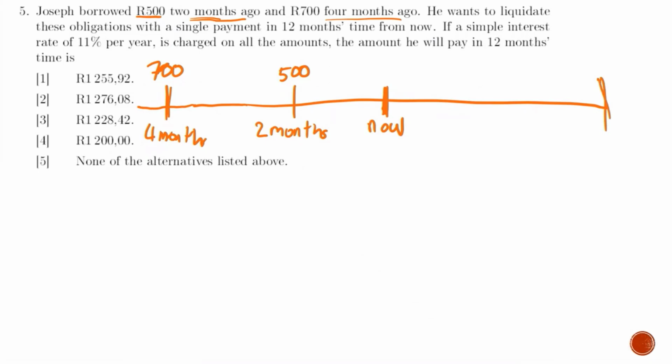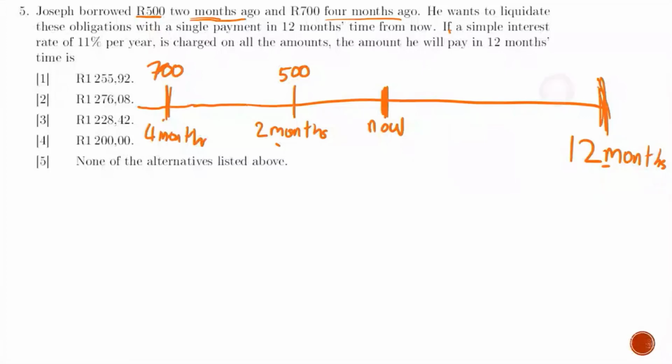Now, I want to do this thing in 12 months in the future. I am here now, but I want to pay these in 12 months in the future. So now all these amounts, he wants to pay them in 12 months. So now you are going to be calculating two formulas here. He wants to do this 12 months from now, from here to 12 months. So he wants to be paying these back.